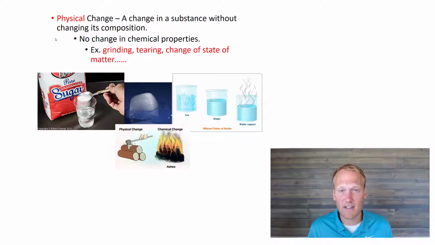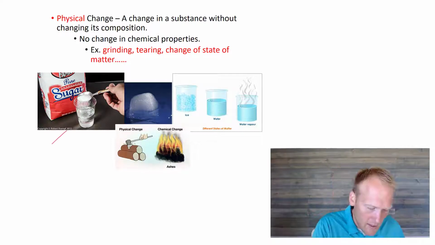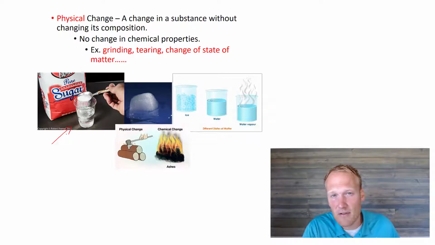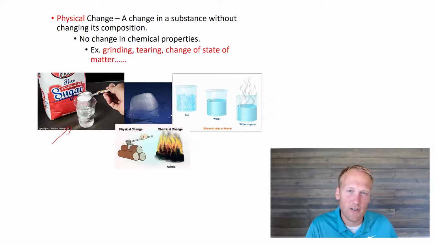Sometimes it can be obvious. If no new substance is made, then that means it's just a physical change. But sometimes it can appear like a new substance was created, even though it's the same chemical makeup as it was before. Let's take a look at some examples. This first one here can be very confusing. If you put sugar in water and stir it up, it's going to dissolve. And that could appear to be a new substance.